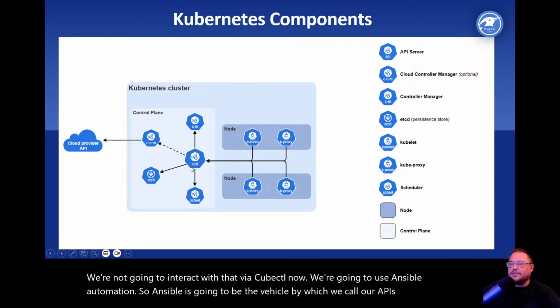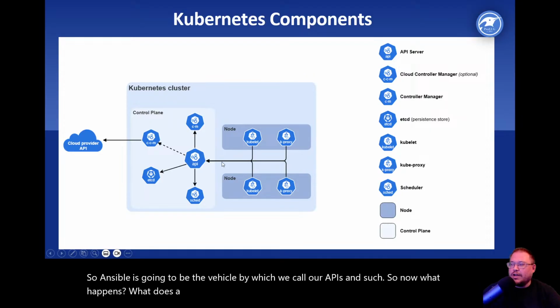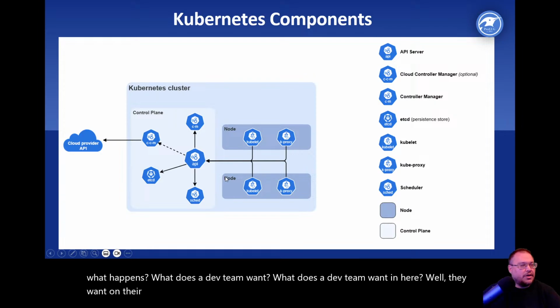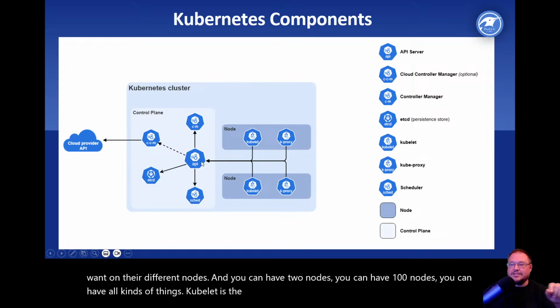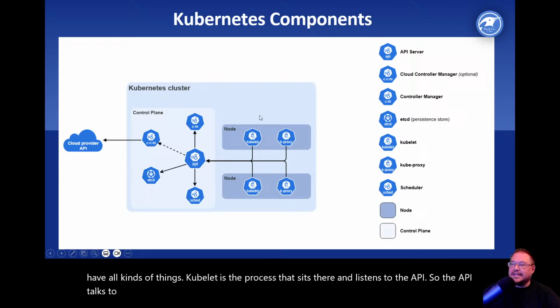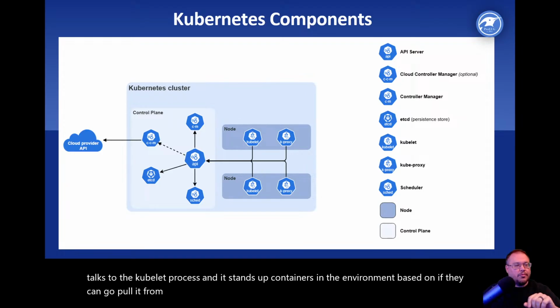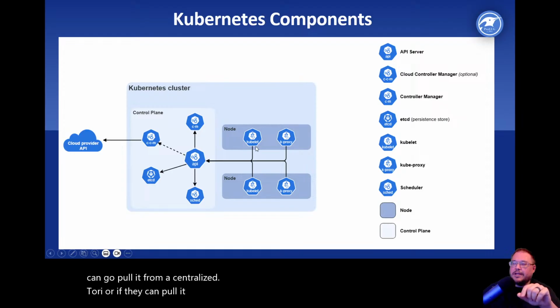So now what does a dev team want in here? Well, they want on their different nodes, and you can have 2 nodes, you can have 100 nodes, you can have all kinds of things, kubelet is the process that sits there and listens to the API. So the API talks to the kubelet process, and it stands up containers in the environment based on if they can pull it from a centralized repository or from wherever. And kubelet is going to stand up on that node in the default namespace if you don't tell it anywhere.